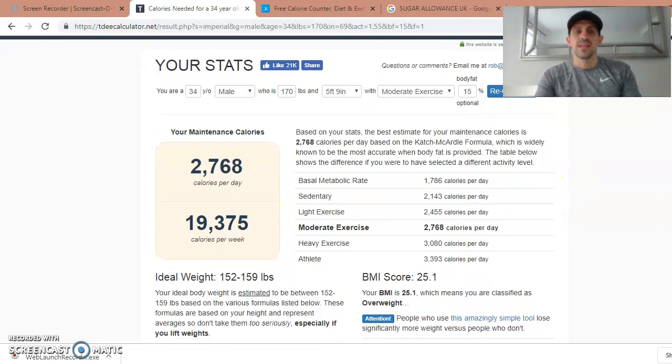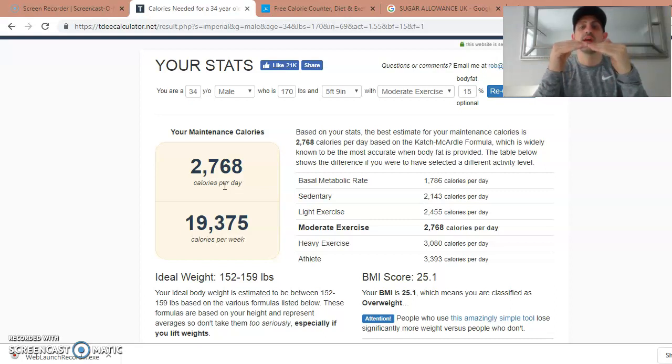So you can see where it says maintenance calories daily and weekly. So 19,375. If I was to maintain my weight across the week, then that's the amount of calories I'm roughly intaking if my weight stays the same. So if I'm maintaining my weight each day, I'm consuming 2,768 calories. That's already taken into consideration me training, weight resistance training, 3 to 5 days a week, moderately active. So for my weight to stay the same, I consume 2,768 calories.